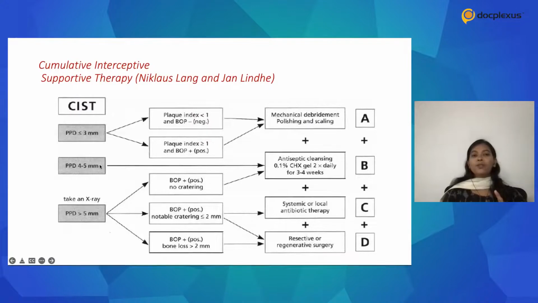If the probing depth is 4 to 5 millimeter, go in for B. B is antiseptic cleansing with 0.1% chlorhexidine gel, which will be used twice daily for 3 to 4 weeks by the patient. Next, you go in for an X-ray and also take the PPD, which is more than 5. You can categorize into 3 types. In those, you can either do a combination of B and C, or you can combine all the 3 together, all the 4 together.